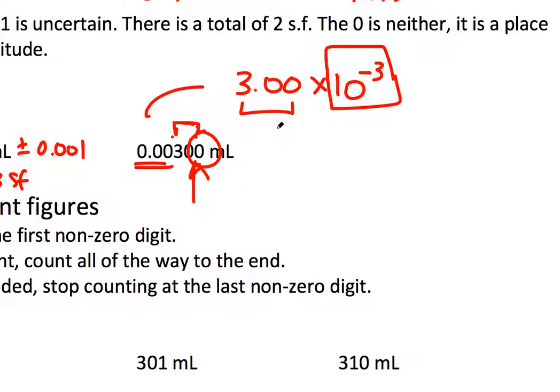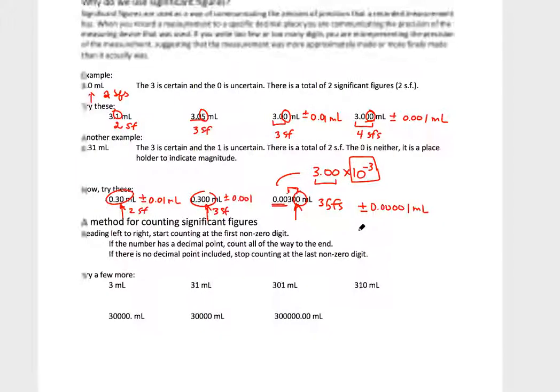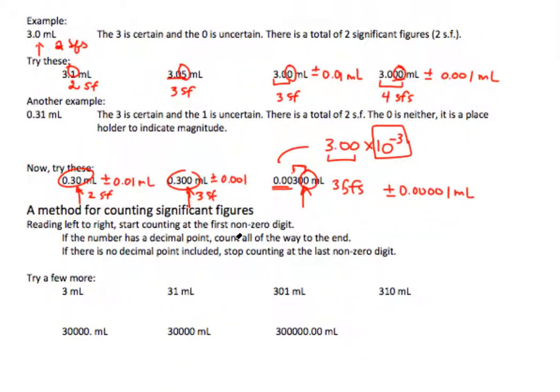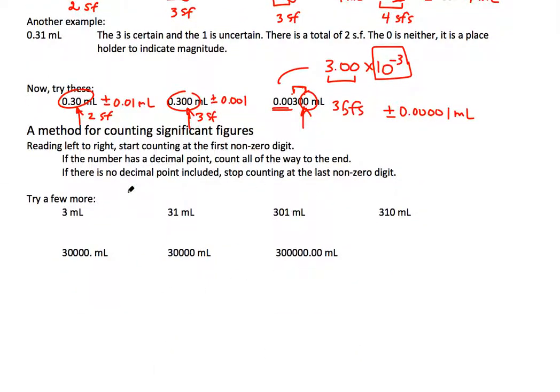So this is 3 sig figs, and the placeholder, or the margin of error, is in this last digit, right? So that's 1, 2, 3, 4, 5. Okay, so that's 1,000th, 10,000th, 100,000th of a milliliter. Okay, so just to practice, let's try telling ourselves how many sig figs are there in each of these measurements.